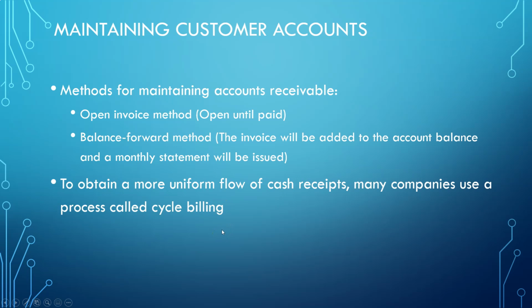Part of the logistical system is the flow of transactions or cash. To maintain accounts receivable, the company can use single or multiple methods such as the open invoice method, which is open until paid, or the balance forward method, in which the invoice will be added to the account balance and a monthly statement will be issued. To obtain a more uniform flow of cash receipts, many companies use a process called cycle billing.